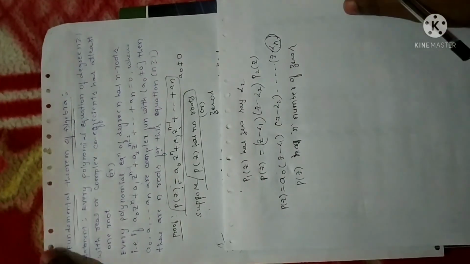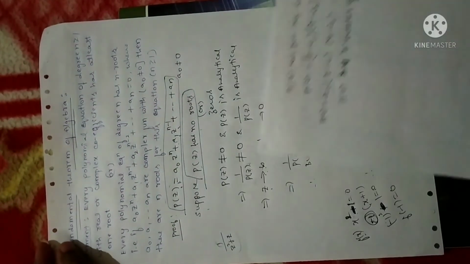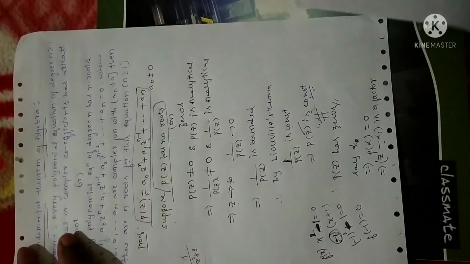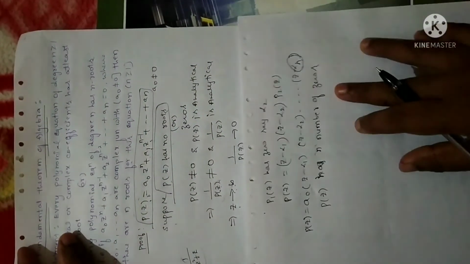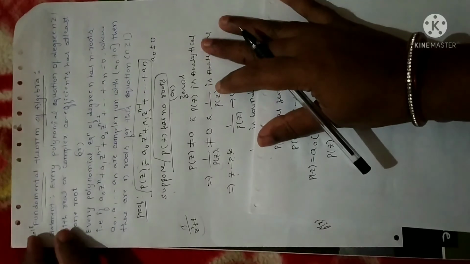That is the fundamental theorem of algebra: any polynomial of degree n has n number of zeros. That is what the proof is. I have considered a polynomial and I have arrived that it has n number of zeros. Hope so it is clear.